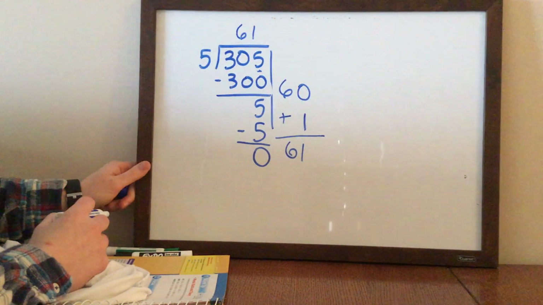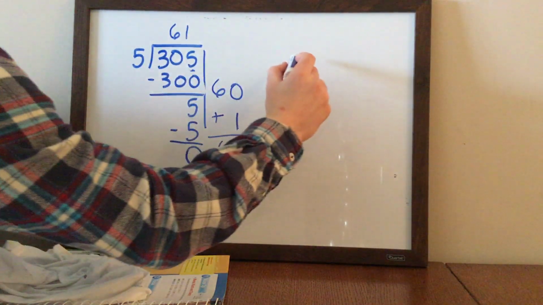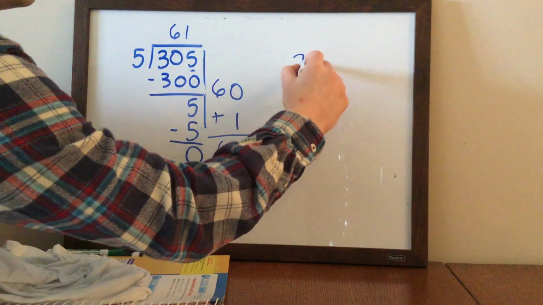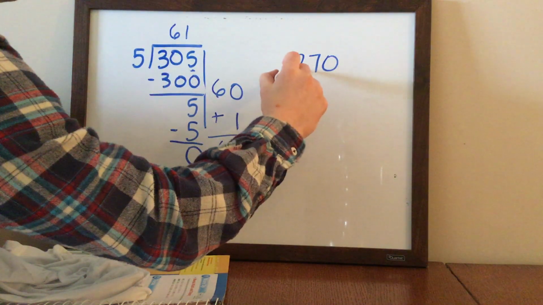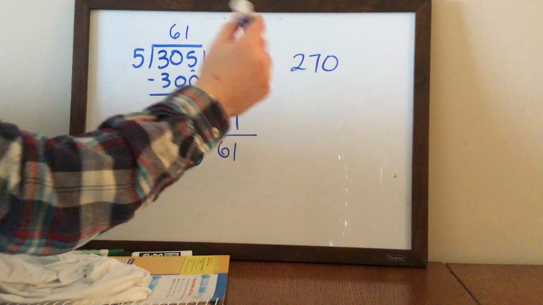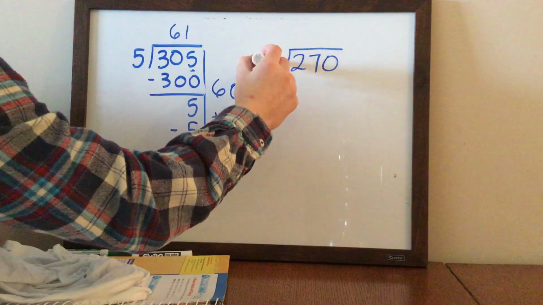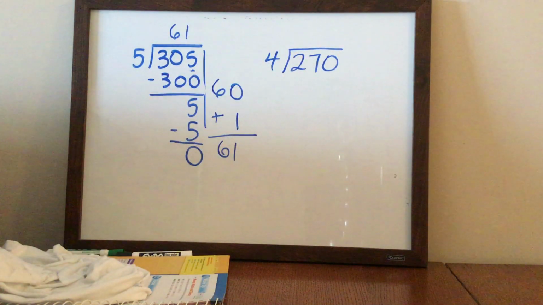All right, why don't you try one on your own? Let's just do 270 divided by 4. All right, so let's do 270 divided by 4. If you will, just pause this video for me. Try this, and then we'll go over it in a second.